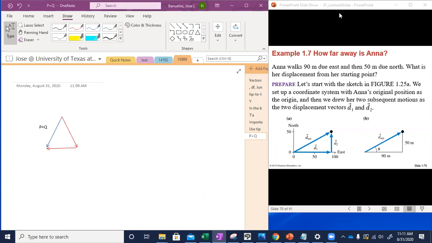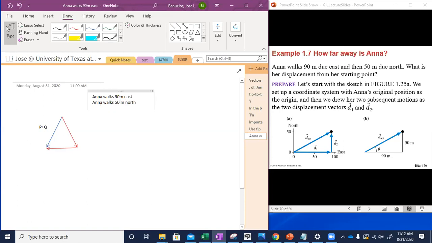All right. So in this case, the best thing to do is draw a picture of the problem. The first thing they say is that she's going to walk 90 meters due east. So let's write down the information we have. Anna walks 90 meters east, and then Anna walks 50 meters north. And we want to find out the displacement from the starting point.